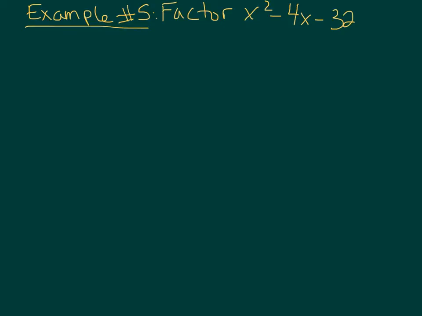Our next example is the hardest type of all. We have two negatives. So what we want is two numbers that are going to add to -4 and multiply to -32.